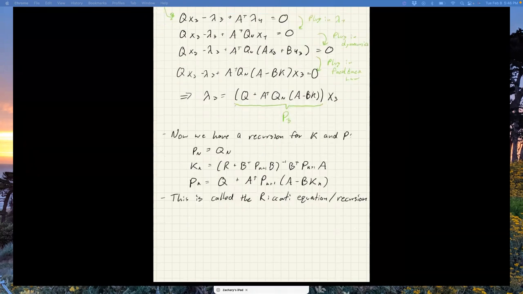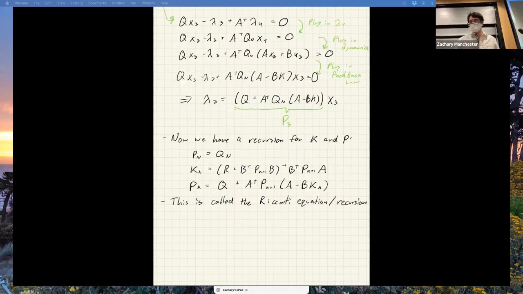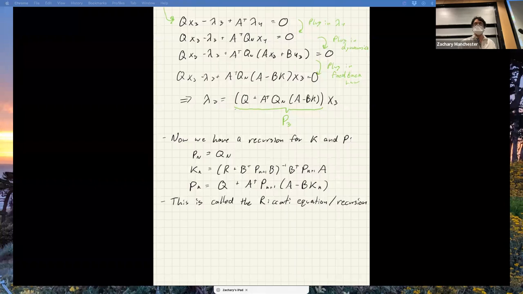Does this still work for time varying dynamics too? Yeah, exactly. I did this just to avoid so much bookkeeping. But yeah, you can put K's on everything, on the A's, B's, Q's, and R's in there, and it's time varying. Yep. Cool.